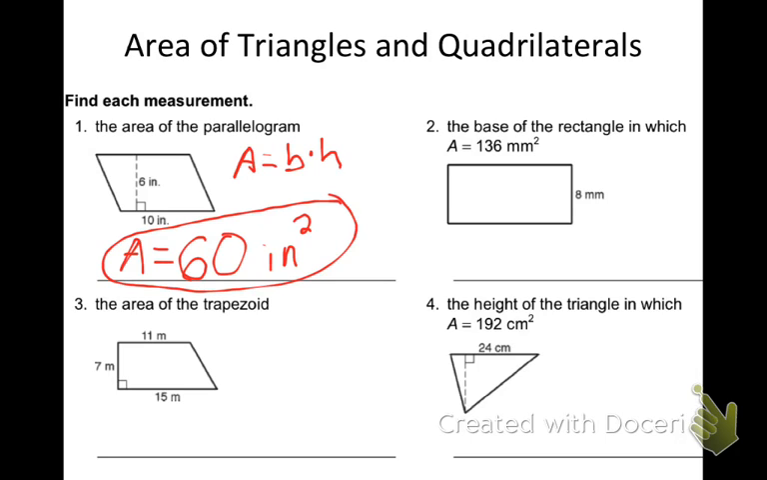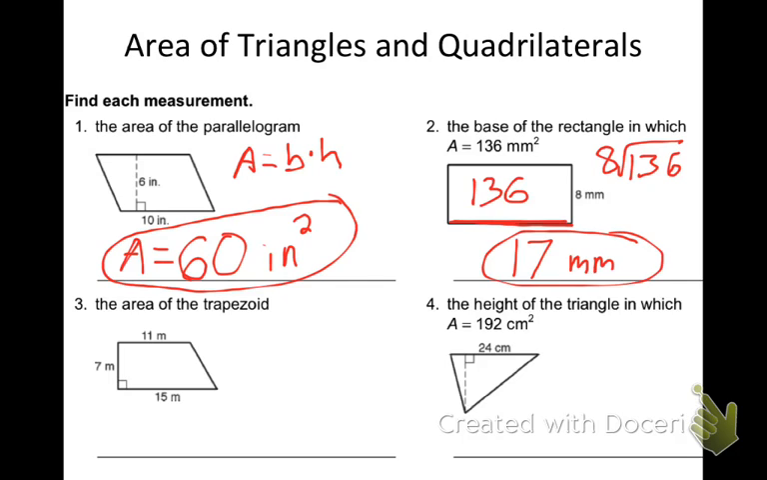Number 2. The base of the rectangle on which the area is 136 millimeters squared. So the area, that's the stuff on the inside, is 136 millimeters squared. How can I find the base here then? What do I do, Martina? Divide. Yeah, divide. 136 divided by 8. And when I divide those, I get what, Martina? I get 17. Now, because I'm talking about length, it's 17 what? Millimeters, not squared. Squared is just when we find the area. Recognize that. See, I had the area there.